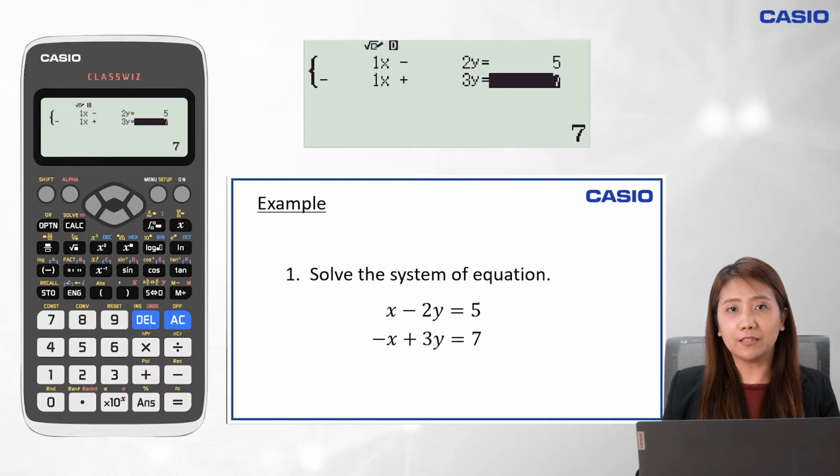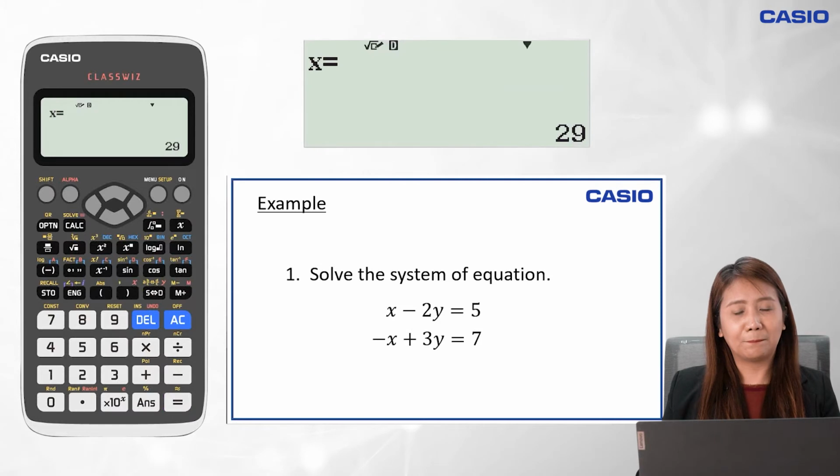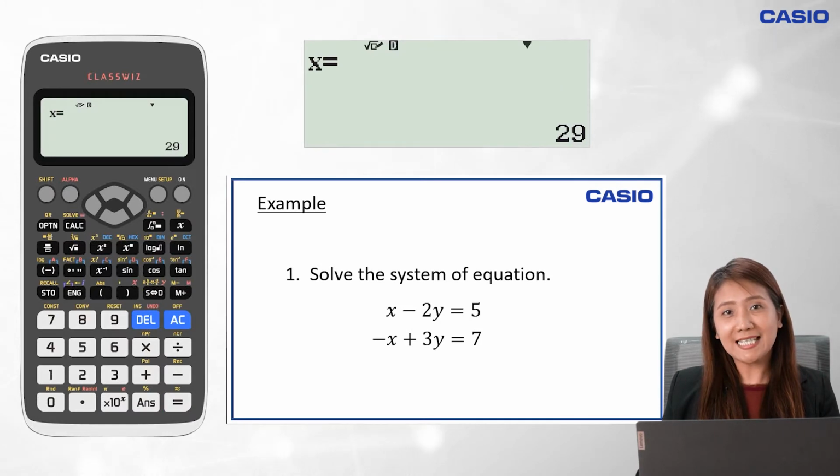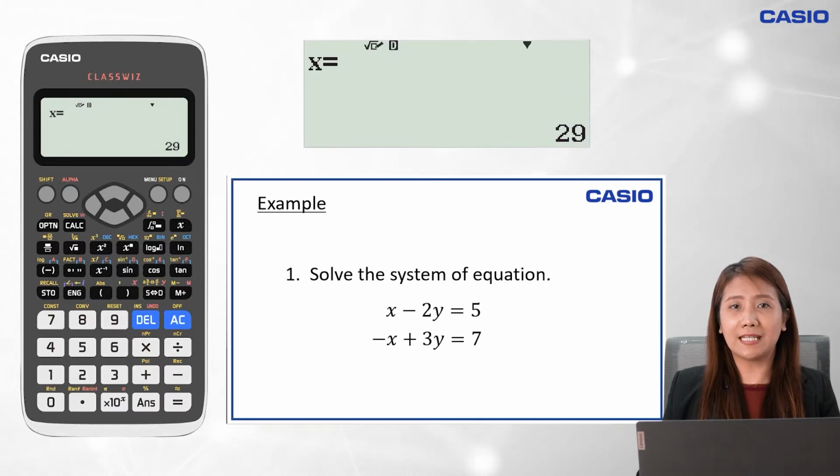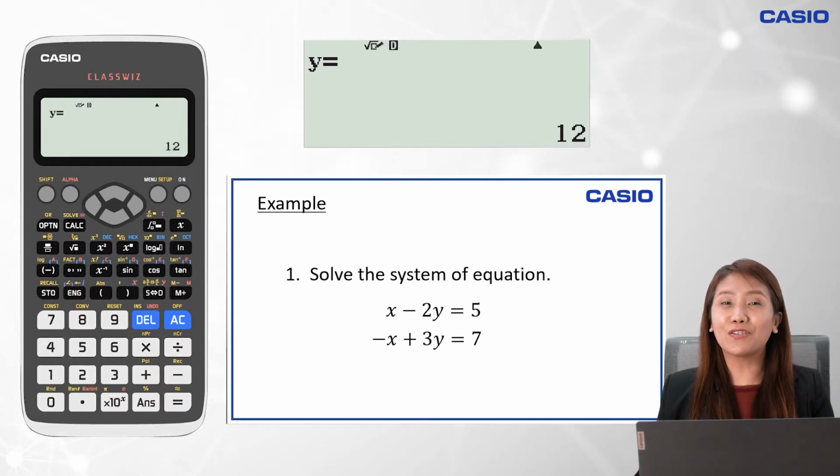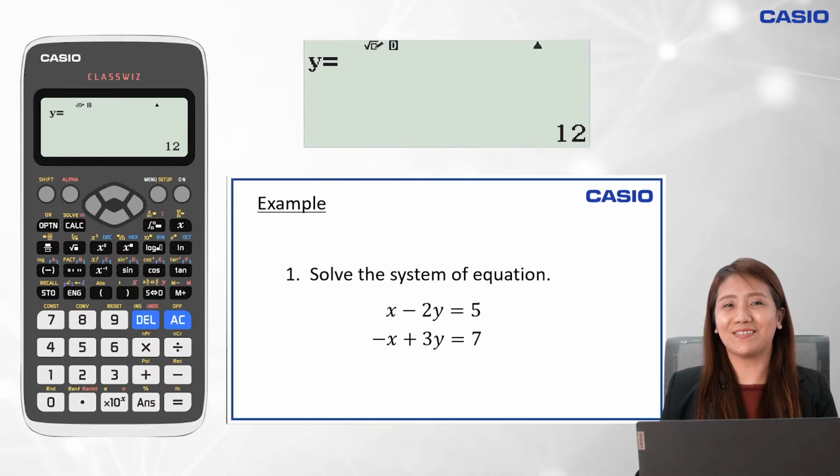Then press equal and the value of x will appear, which is 29. Then press the equal sign again and the value of y will appear. In this case, the value of y is 12. So the value of x is 29 and the value of y is 12.